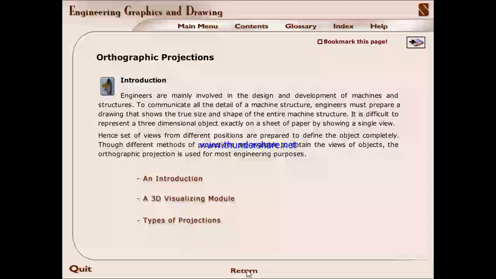Now we will discuss orthographic projections in depth in a separate class.